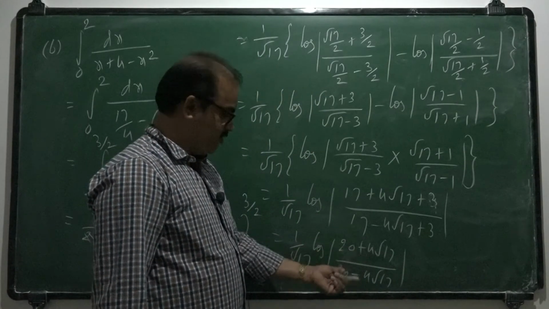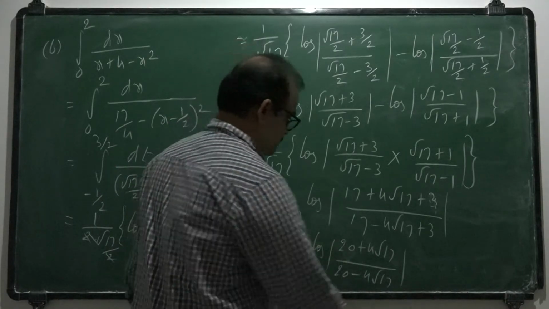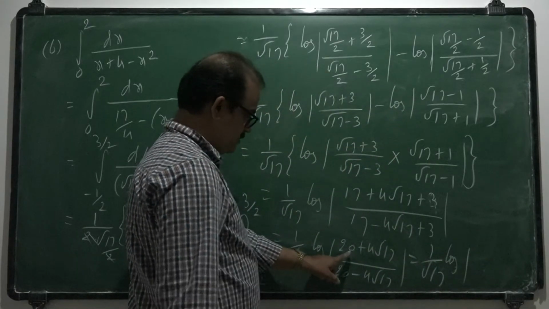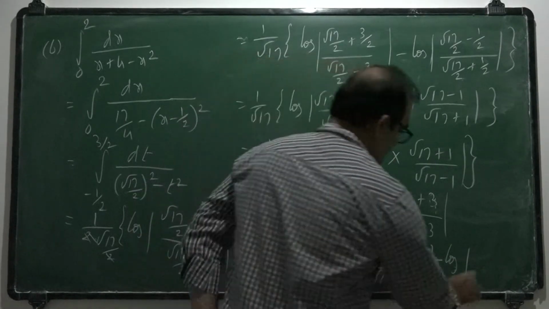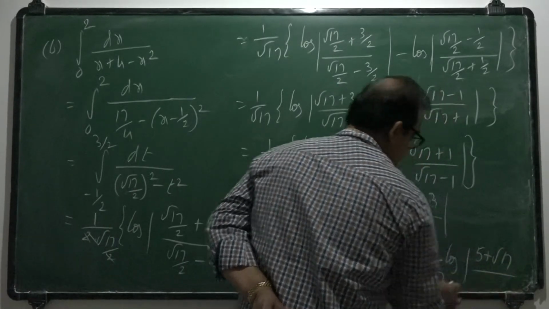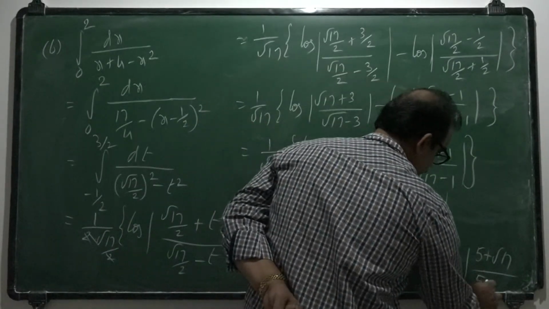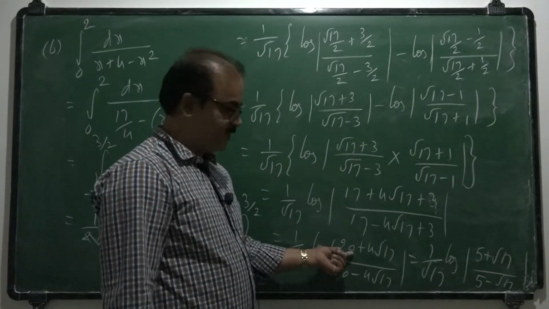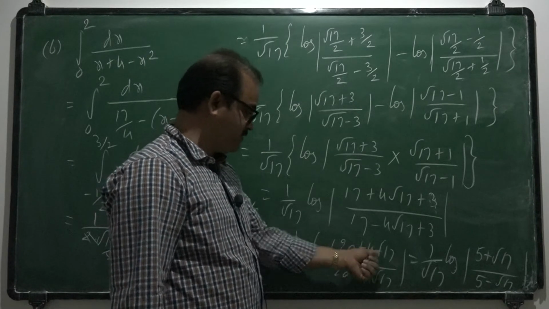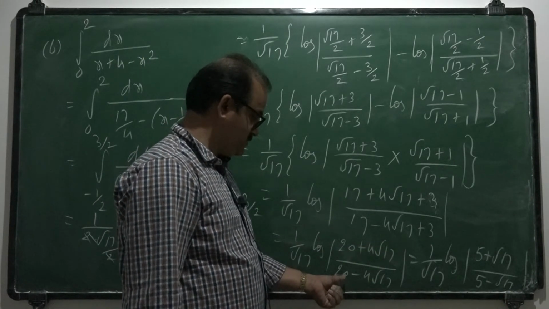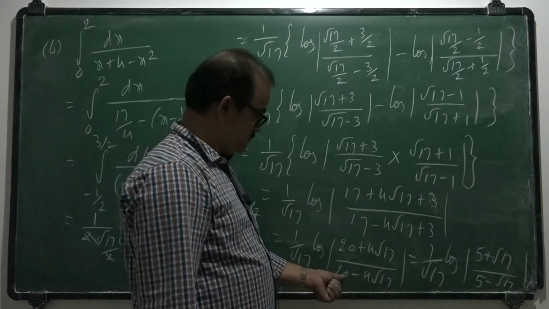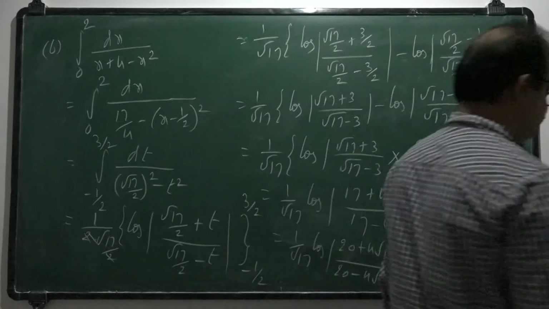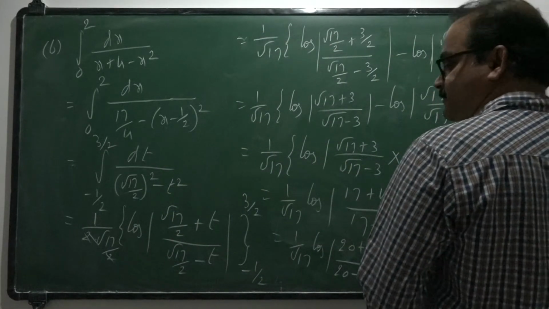Take 4 common from numerator and denominator, that is 1 by root 17 into log mod. Take 4 common, 5 plus root 17 by, in denominator, 5 minus root 17. Take 4 common from numerator, it becomes 4 into 5 plus root 17. Denominator becomes 4 into 5 minus root 17. 4 gets cancelled. This way you simplify it.